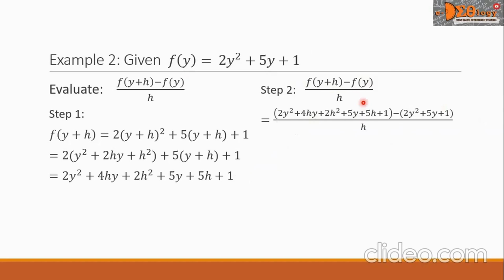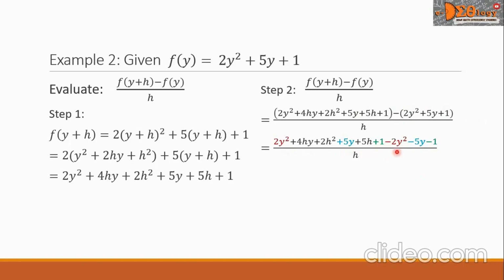We will simplify further. Let us remove the grouping symbols respectively. In the first group, which is a big group, we can directly remove the grouping symbol. While in the second group, it is preceded by a negative sign. We must change all the signs of all the terms of the second group. So we have now 2y squared plus 4hy plus 2h squared plus 5y plus 5h plus 1. Then this negative 2y squared minus 5y minus 1.